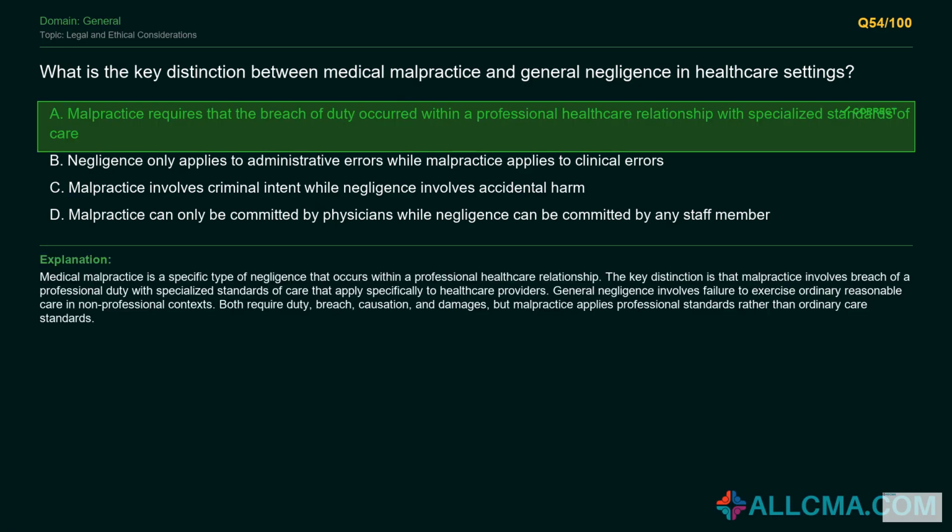The correct answer is A. Medical malpractice is a specific type of negligence that occurs within a professional healthcare relationship. The key distinction is that malpractice involves breach of a professional duty with specialized standards of care that apply specifically to healthcare providers. General negligence involves failure to exercise ordinary reasonable care in non-professional contexts. Both require duty, breach, causation, and damages, but malpractice applies professional standards rather than ordinary care standards.